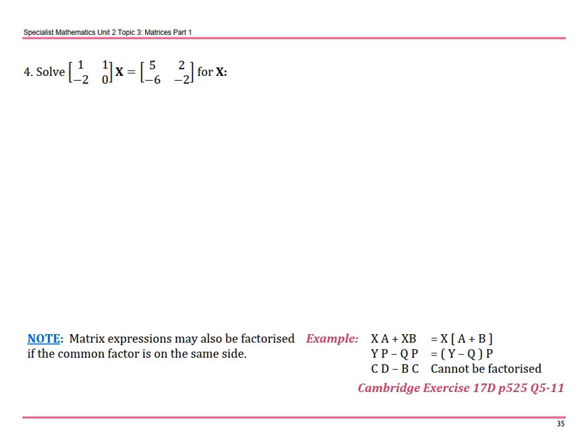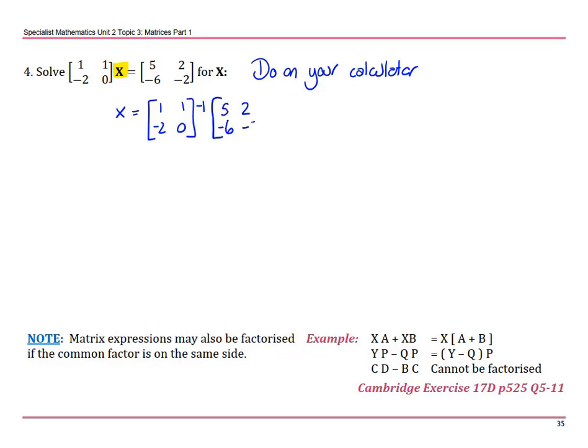Now for the final example, I want you to do this on your calculator. So make sure you know how to solve it on your calculator. The first couple of steps that you'd need to do though is just getting that x on its own. The matrix is before it, so you're going to have to pre-multiply. So you end up with 1, 1, negative 2, 0 to the negative 1, times 5, negative 6, negative 2.